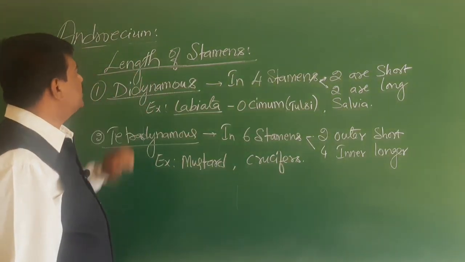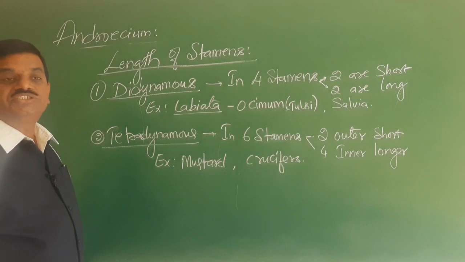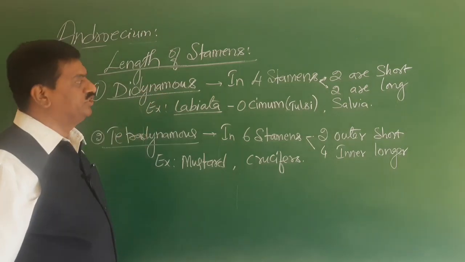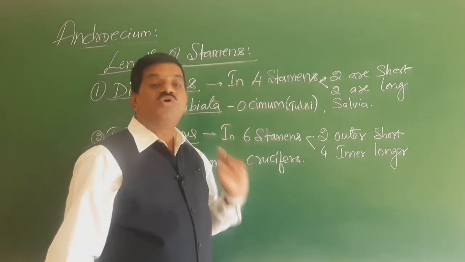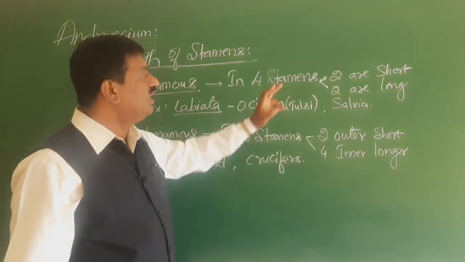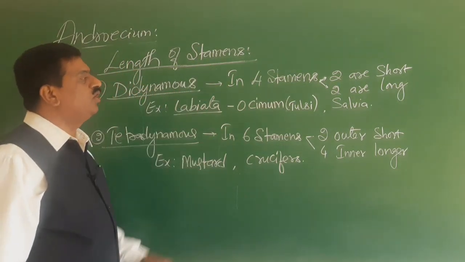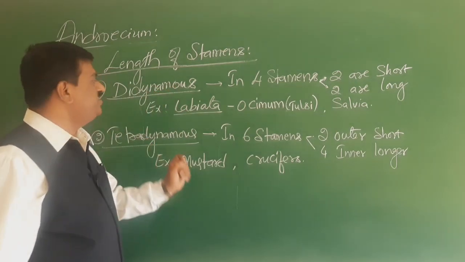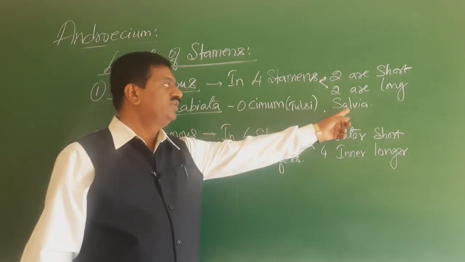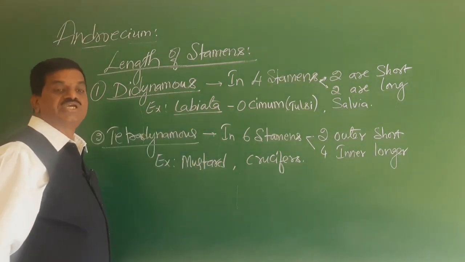So we go for the next one, called length of the stamens. Based on the length of the stamens, there are 2 conditions. One is called didynamous condition. In a flower, if there are 4 stamens, two stamens will be short and two stamens will be long. For that we use the word didynamous. Di means two. Two will be short and two will be long. Example, Labiatae, like Ocimum, tulsi, and the other example is salvia. In tulsi and salvia, didynamous condition can be noticed.